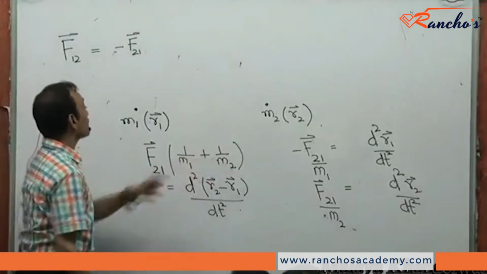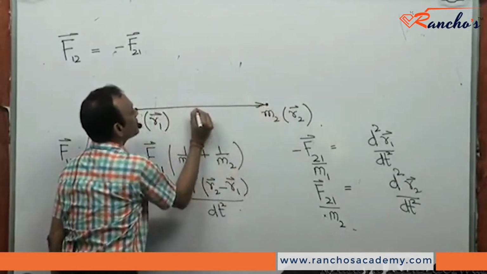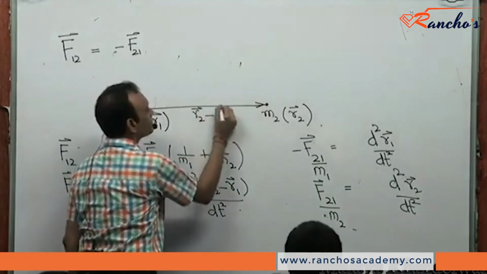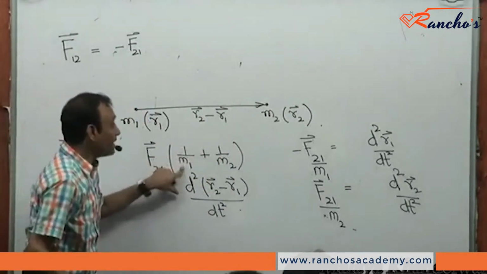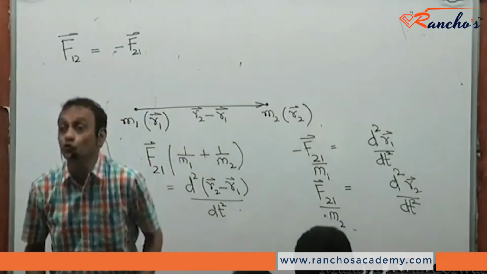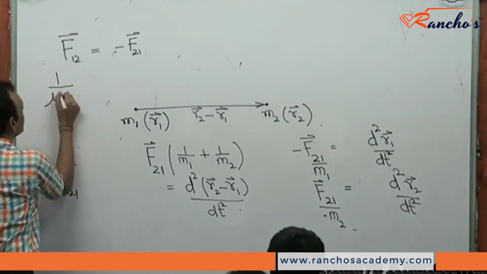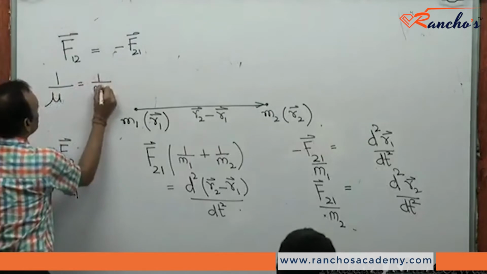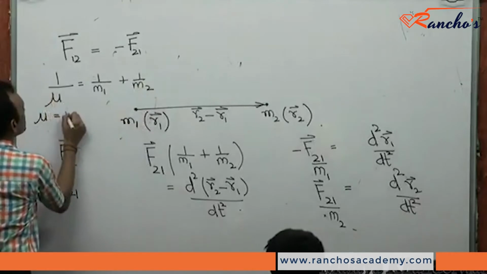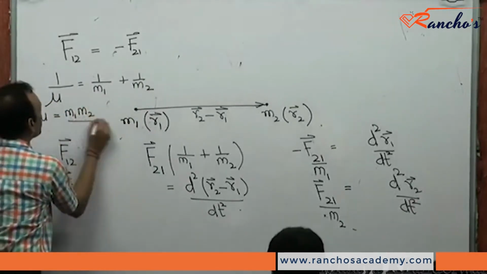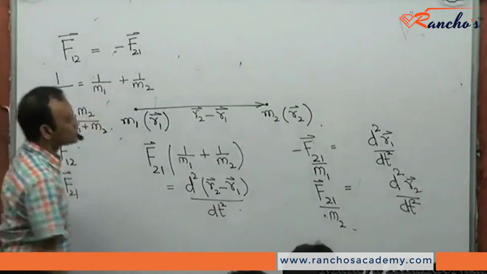Now, r2 minus r1 is what? Position of 2 as seen by 1. 1/m1 plus 1/m2 is 1/mu. Mu is the reduced mass. 1/mu, where mu is the reduced mass, is given by 1/m1 plus 1/m2. Mu, the reduced mass of the system, is m1 m2 by m1 plus m2. Yes or no?